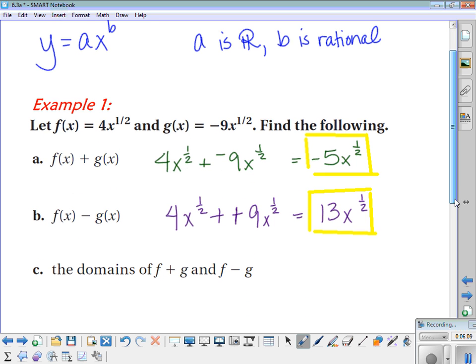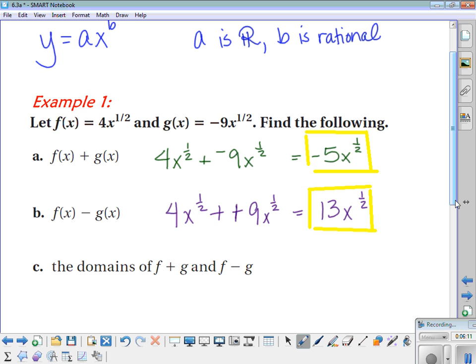So let's talk about the domains, because now the domain is not as straightforward as it has been in the past. If I have x to the 1/2 power, what root am I taking? I'm taking the second root, or the square root, right? Can I take the square root of a negative number? Well, pulling out an i, and get a real root? No. We're just talking about real roots. I can't get a real root of a negative number.